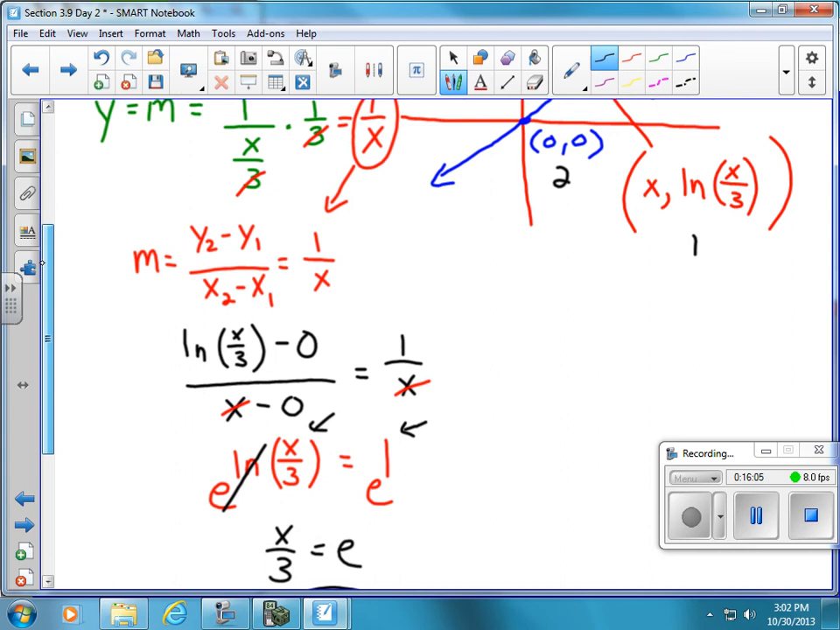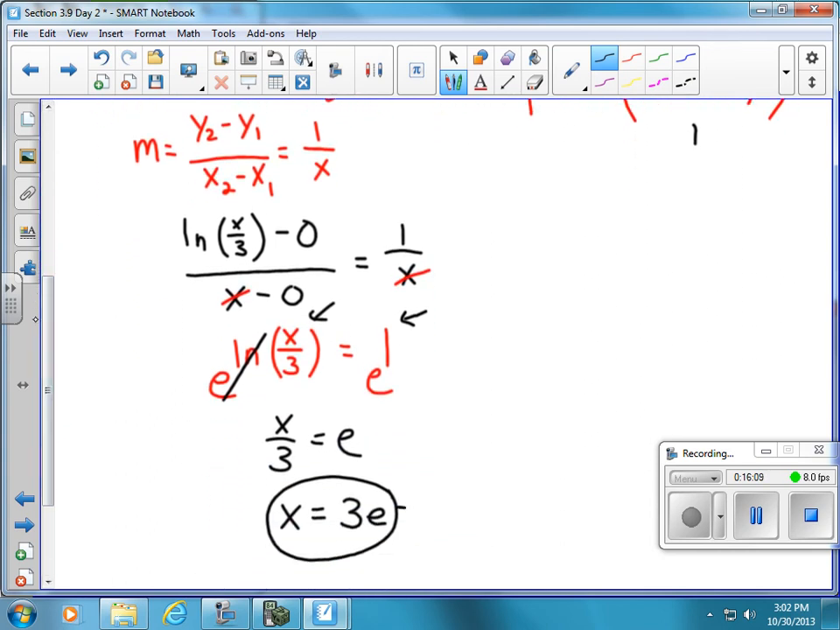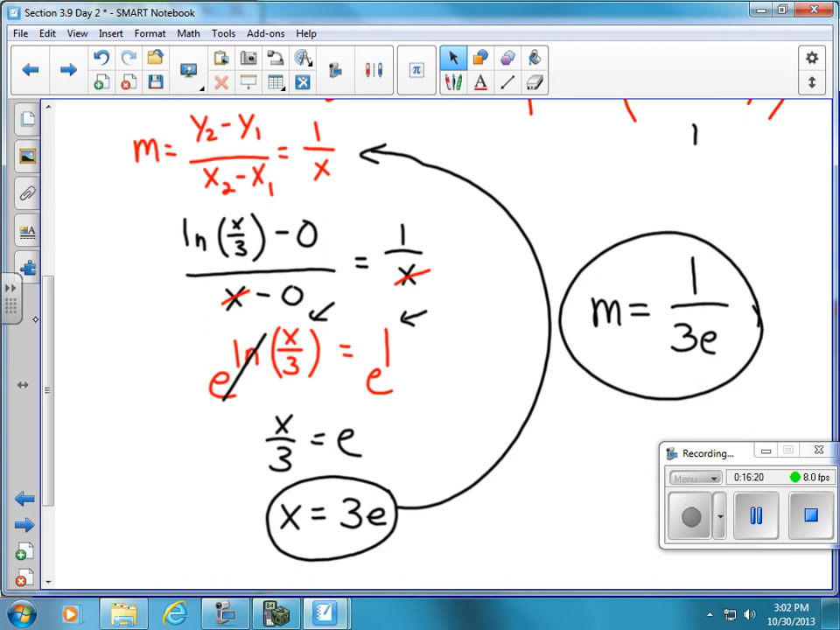All right, we have x. The value of m is 1 over x. Remember, back here? So m equals 1 over 3e. That is the answer to your question. And that is the greatest problem ever. I love it. The end of section 3.9, day 2.